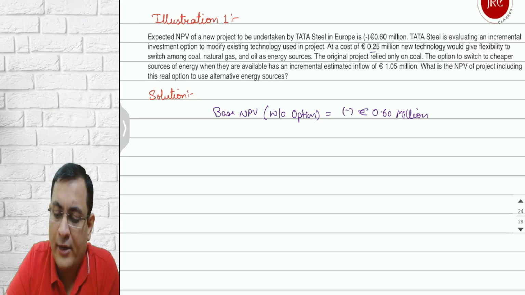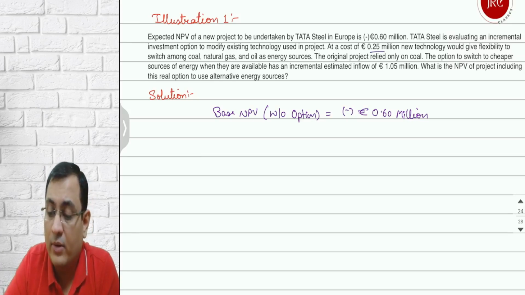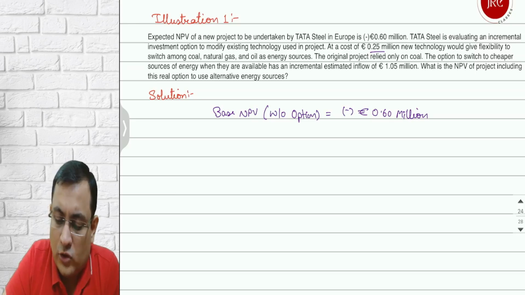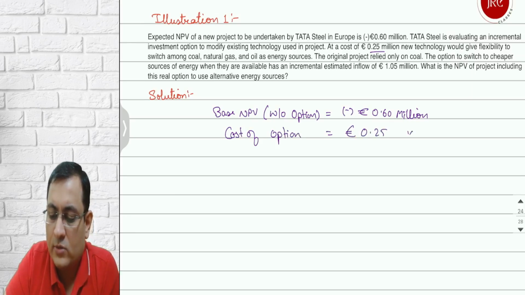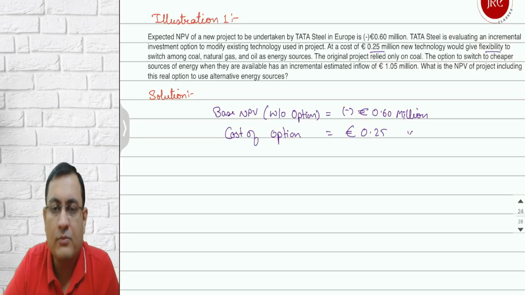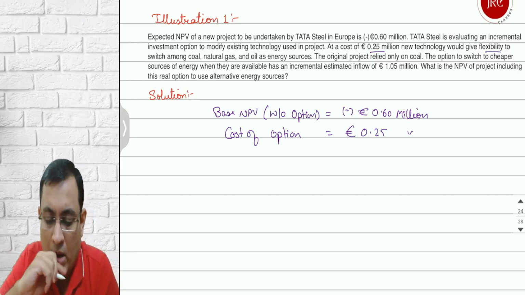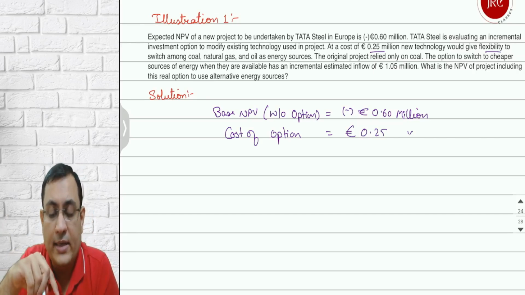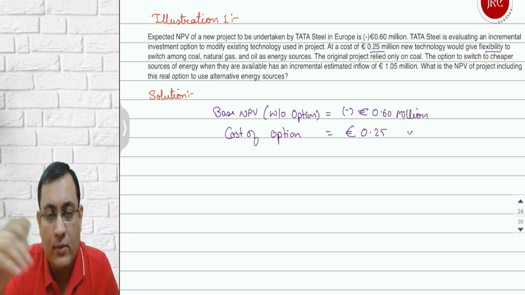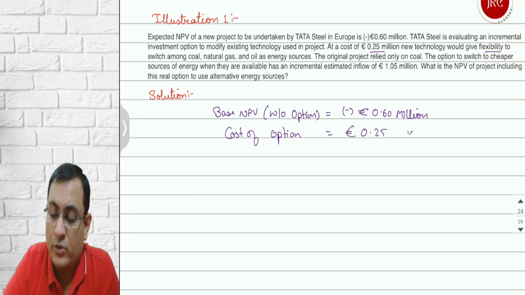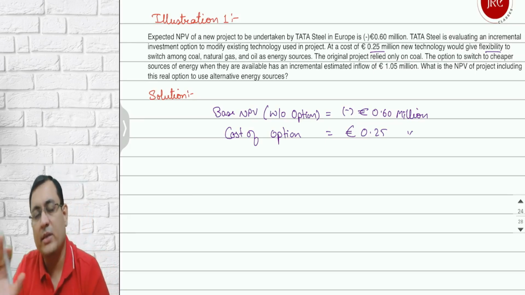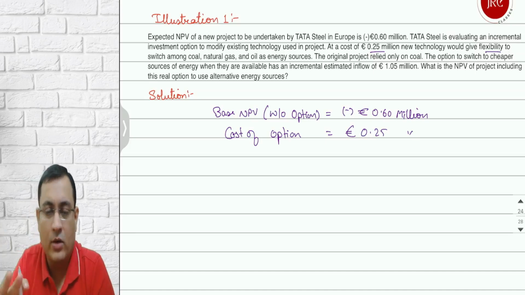At a cost of 0.25 million, new technology would give flexibility. So cost of option: this new facility will come at a cost of euro 0.25 million. And this will generate flexibility to switch among coal, natural gas and oil as energy source. Steel requires energy, so we will be able to use any of these three energy sources. The original project relied only on coal.